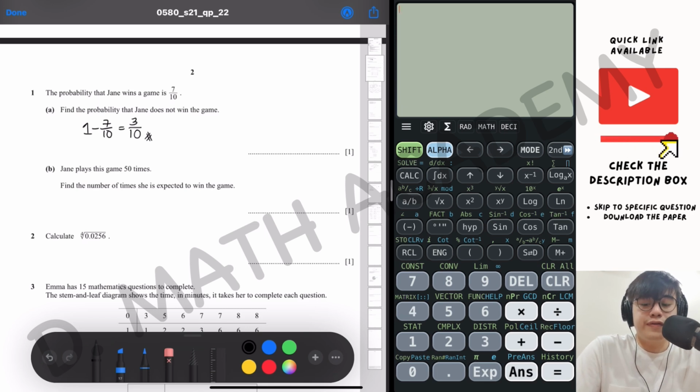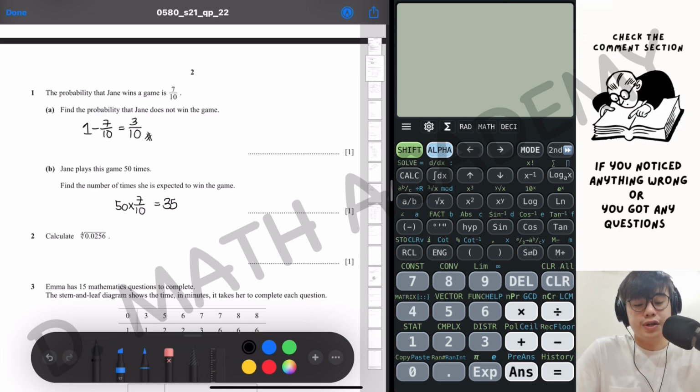If she plays 50 times, how many times is she expected to win? So every 10 times, she will win 7. Okay, so just multiply it up. It should be somewhere around 35 times for the final answer here.